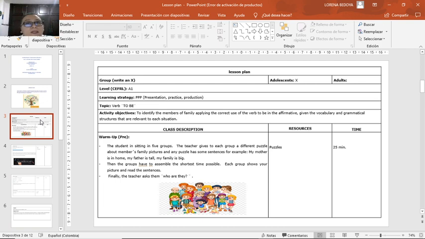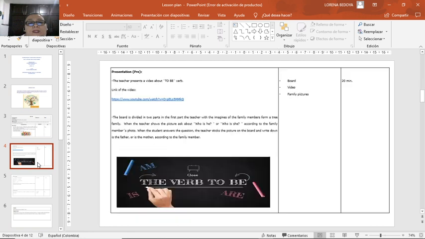Every puzzle has some sentences, and one student per group must read each sentence. And finally, the teacher asks them, who are they? The time for this activity is around 25 minutes.